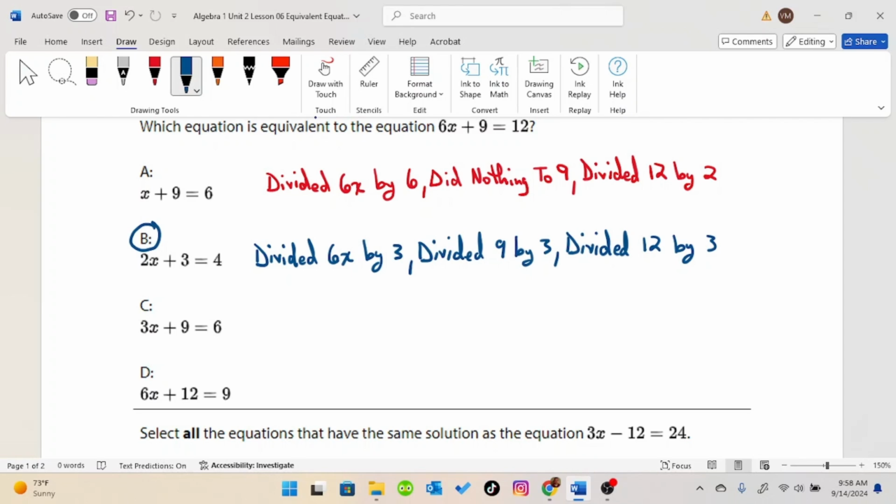If you have any questions about how to identify equivalent equations, please ask for clarification now so you can be prepared moving forward.